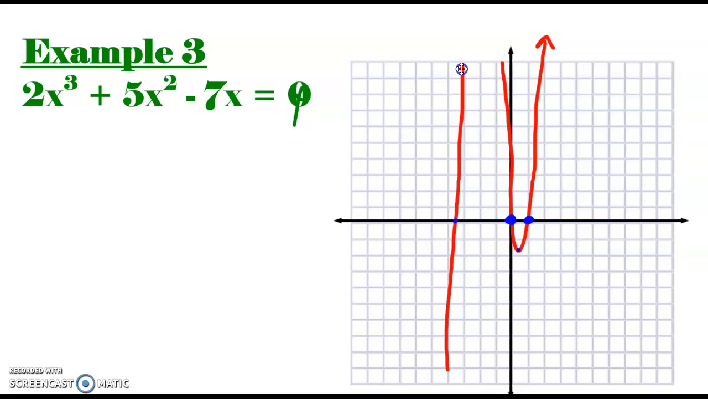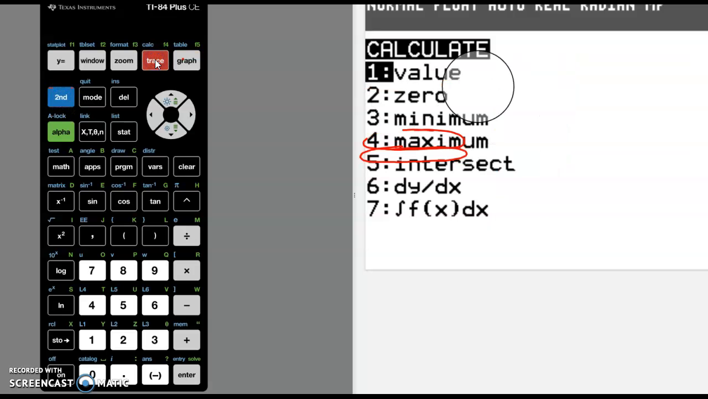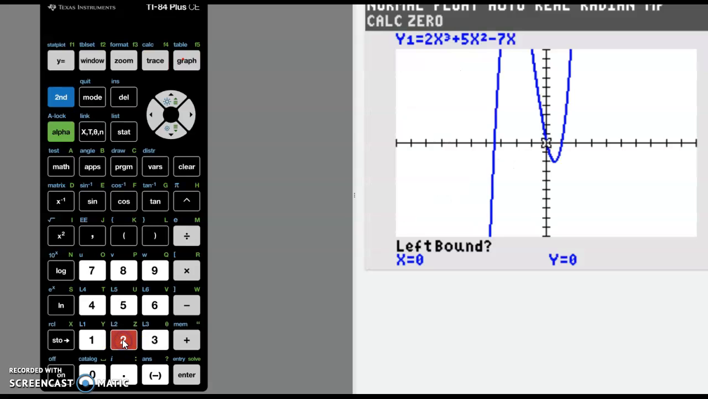Remember, that's where the calculator is handy. We can go to our calculator. We can go to second trace to get to calc. Remember, where it crosses the x-axis is called a 0. So we would pick number 2 for 0. Then we scroll to the left of the 0. Doesn't matter where to the left, just anywhere to the left of the 0. We scroll to the right of the 0. I don't like to guess.